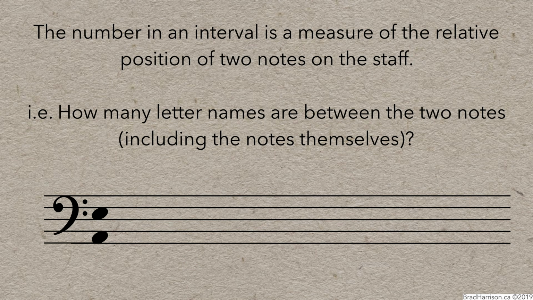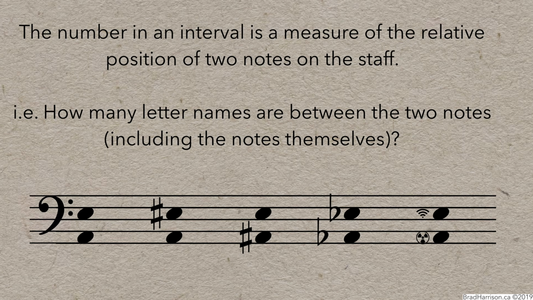It's important to note that the number of the interval is independent of any accidentals that might be on the notes. So, this is still a fifth, as is this, and even this. They're all 5 letter names away on the staff, so they're all fifths.